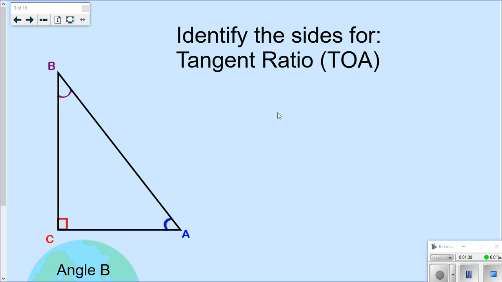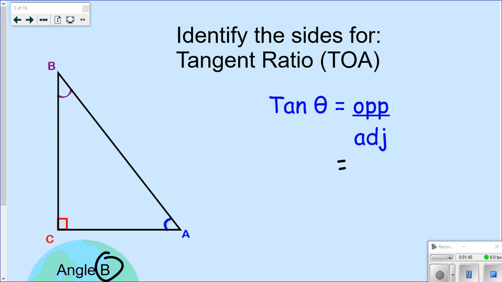Identify the sides for TOA. TOA is opposite over adjacent. In this case, assuming we're using B, that's AC over BC.